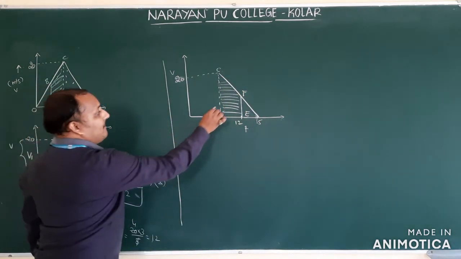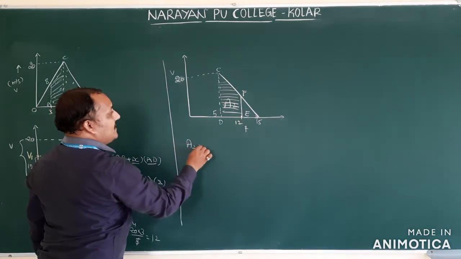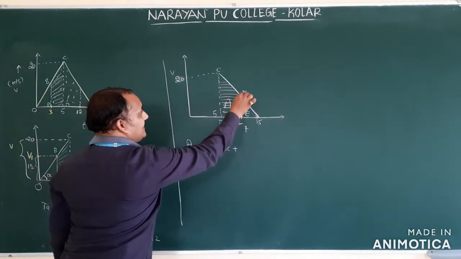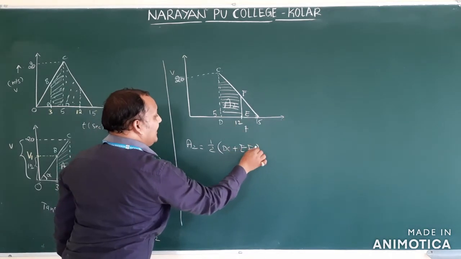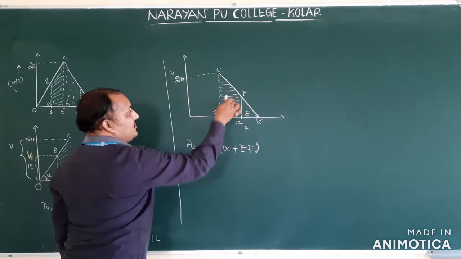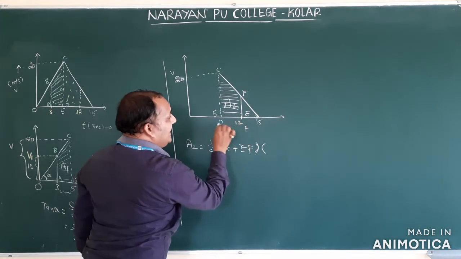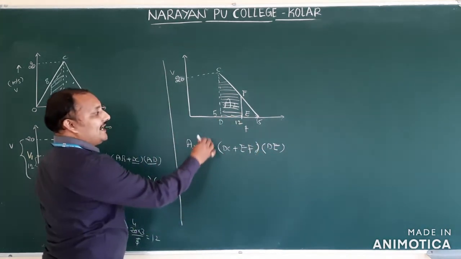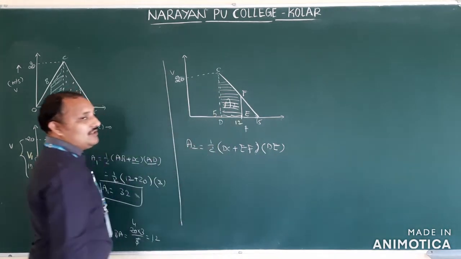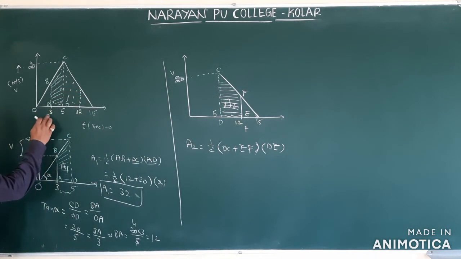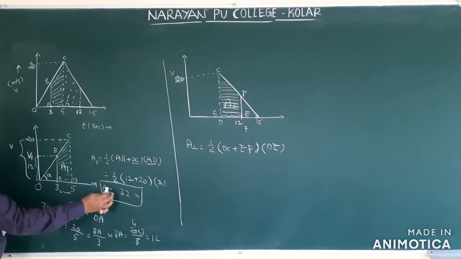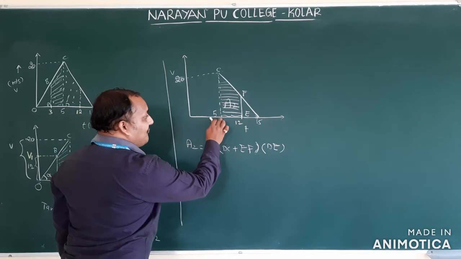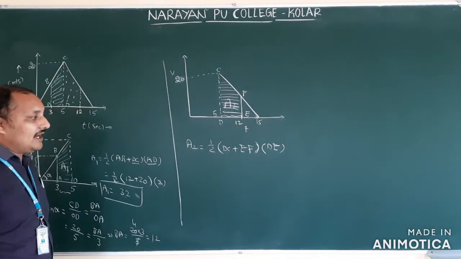Now area of trapezium A2 is equal to half into (DC plus EF), sum of the two heights, into DE. This is nothing but D. Now you will get displacement from 5 to 12. Already we got displacement from 3 to 5. 3 to 5 displacement how much? 32 meters. Now we are going to calculate from 5 to 12. That we have to add there.